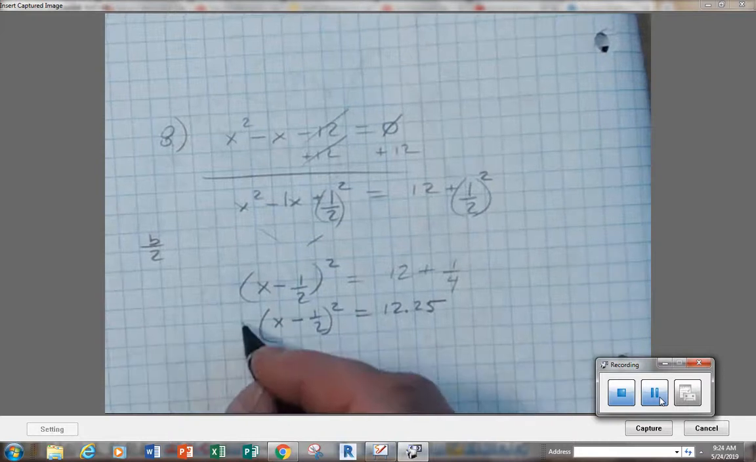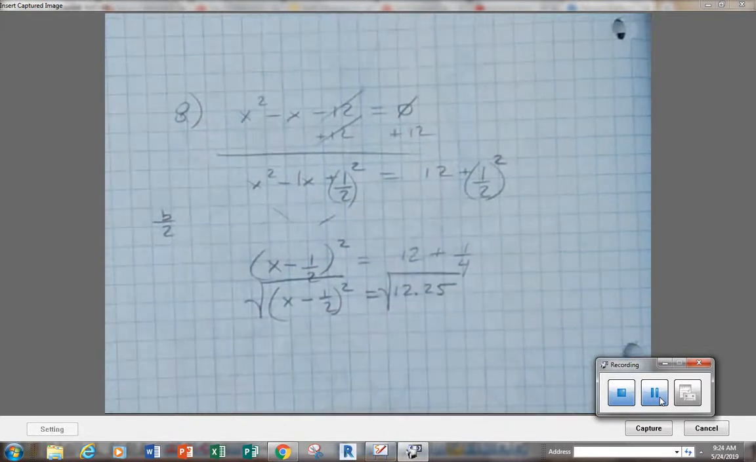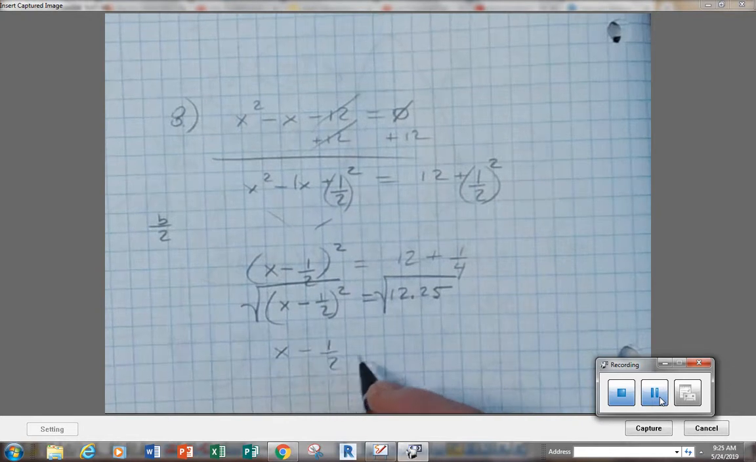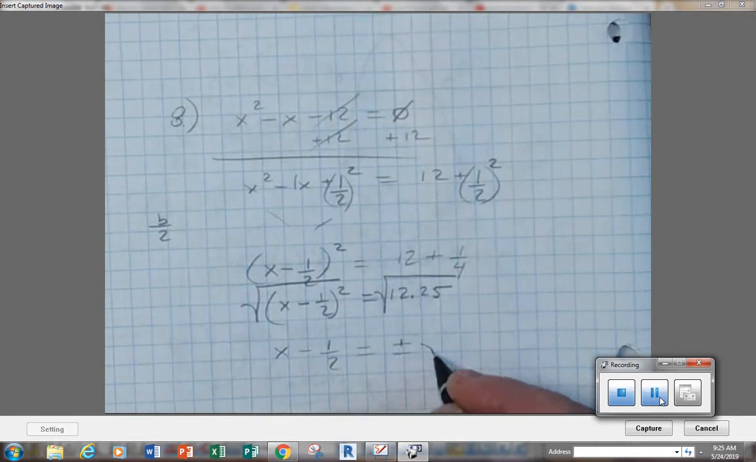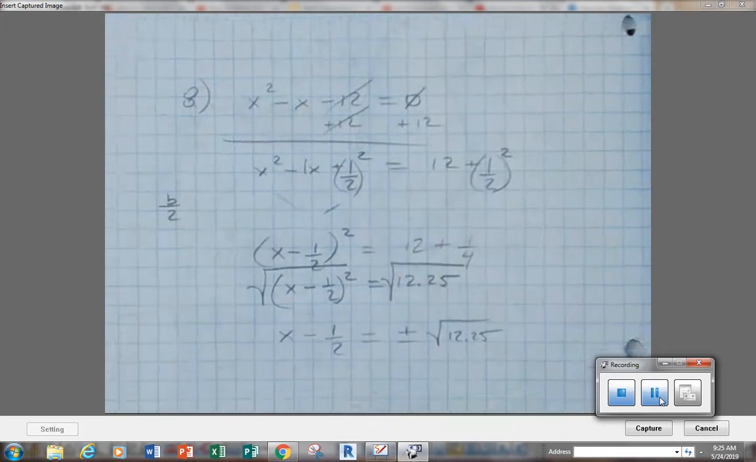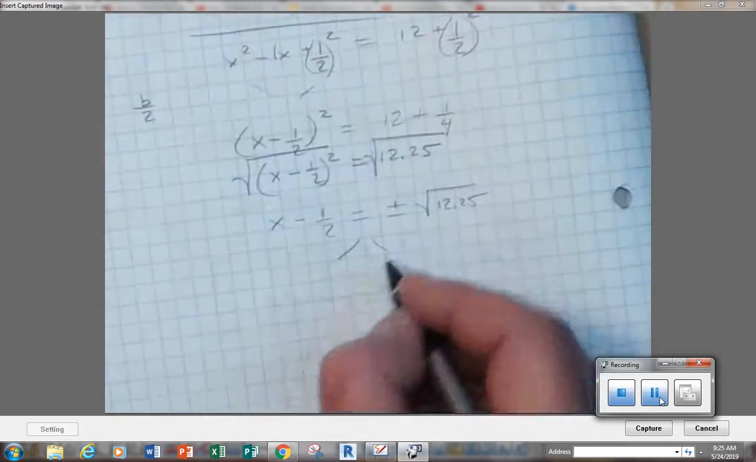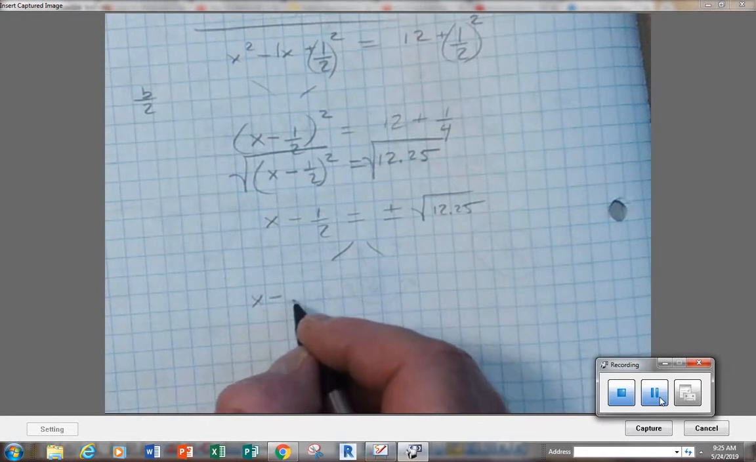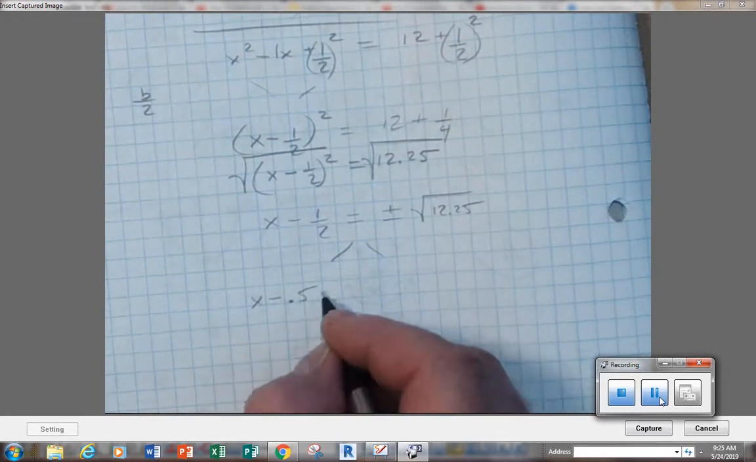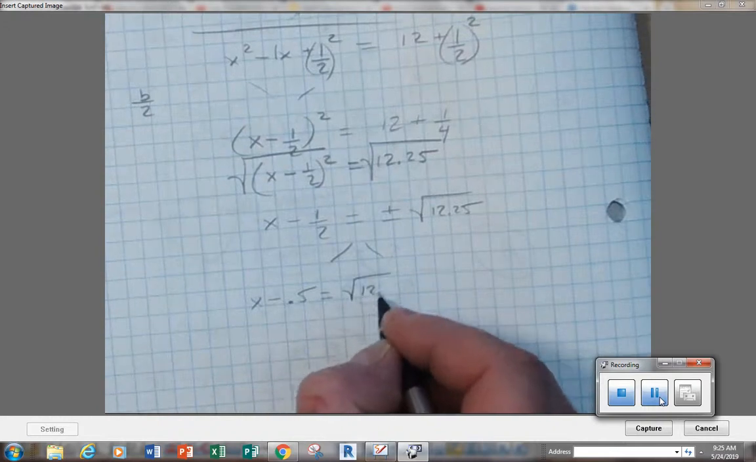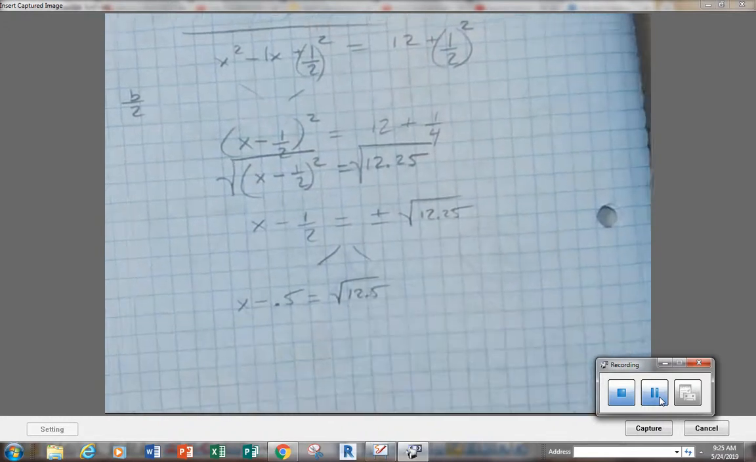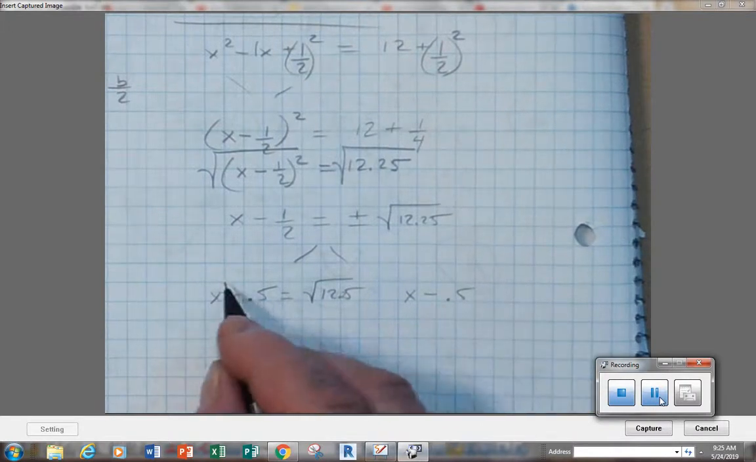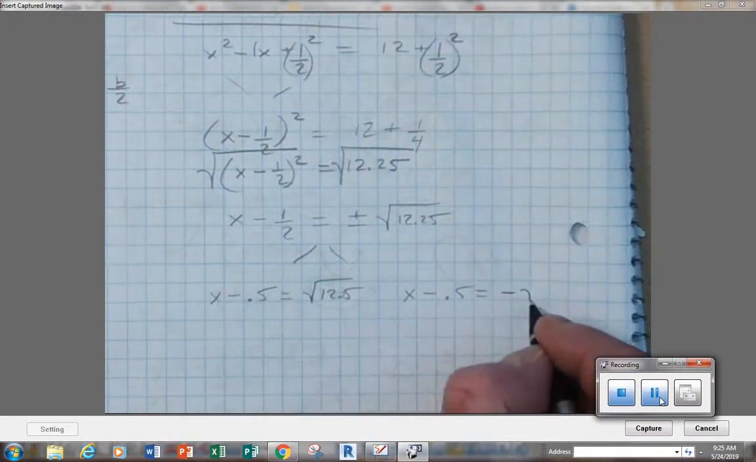I'm going to square root both sides. That cancels out that. It gives me x minus 1/2 equals plus minus the square root of 12.25. So I'm going to solve both these. One answer comes from x minus 0.5 equal to the square root of 12.25. Sorry. The other one is x minus 1/2. Don't change that, remember. That never changes. Only the sign on the root number right here.